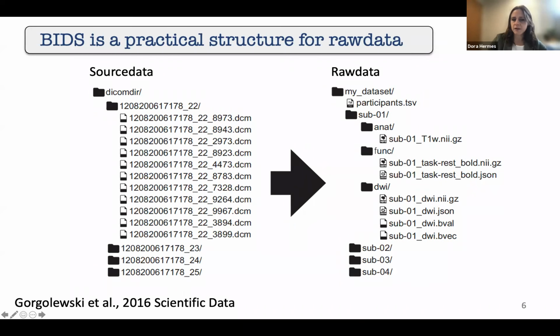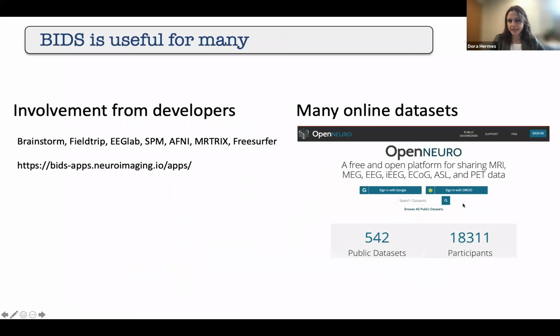And the other thing that is just kind of on a high level before we dig into the details of what these metadata contain, one of the things that was very important is that they designed BIDS to be useful for as many people as possible. And a lot of the developers were involved in the structure. So people from SPM, AFNI, MRTrix, FreeSurfer, and also from the electrophysiology side, from Brainstorm, Fieldtrip, and EEGLAB, were all involved in the extension of this structure, and we're developing apps or ways to work with these data.